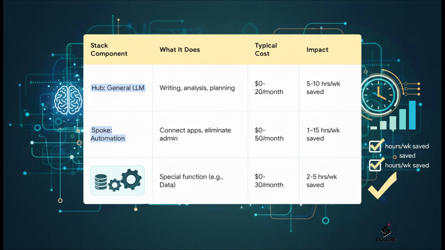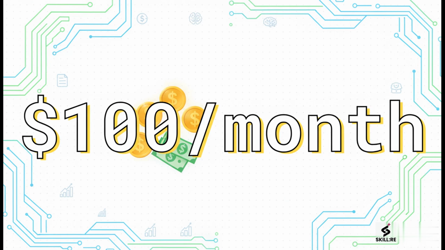Now, this is what's so cool. Look how efficient this is. For most businesses, a really powerful starting stack is just 2, maybe 3 tools: a general hub for your writing and thinking, and a spoke for automation. And you can see right there, the cost is minimal, but the impact on the time you save is immediate, and it is huge. Let's just put a hard number on it.